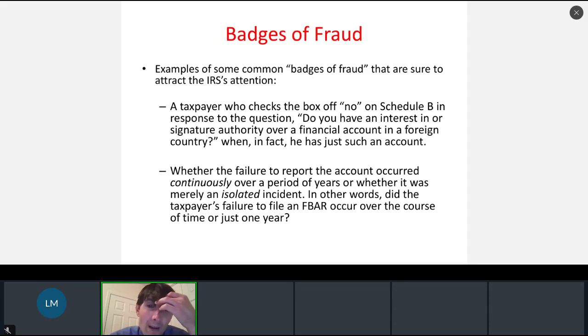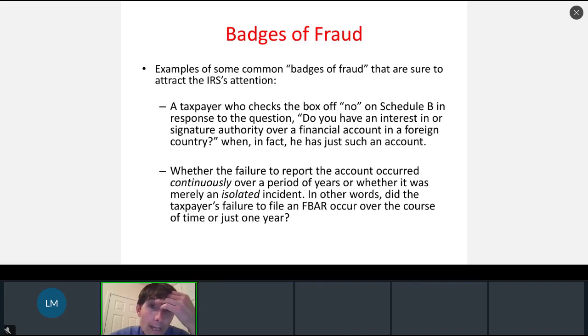straightforward question. So it's very hard to imagine that anybody could flub an answer to the question, because it's basically asking very simply, do you have a foreign bank account? And if you do, we want you to check off the box yes. So it stands to reason that a taxpayer who checks the box off no in response to such a question, that would be a badge of fraud that the IRS could rely upon.